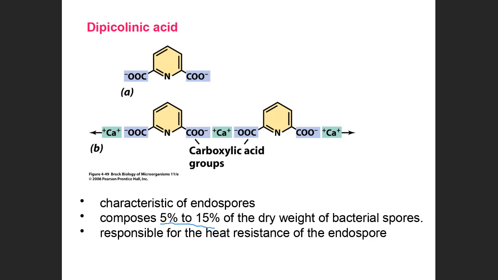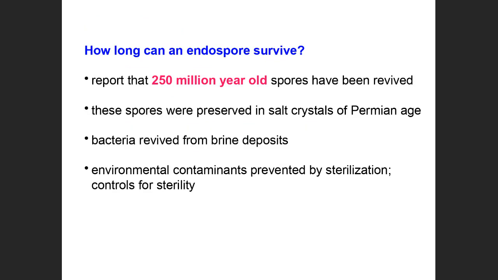What is its job? It is there for heat resistance of the endospore. So quite an important acid for us to remember, dipicolinic acid. Right, and then some spores were found to exist for a very long time, and according to reports, some spores which were over 250 million years old were actually revived and they were able to grow.